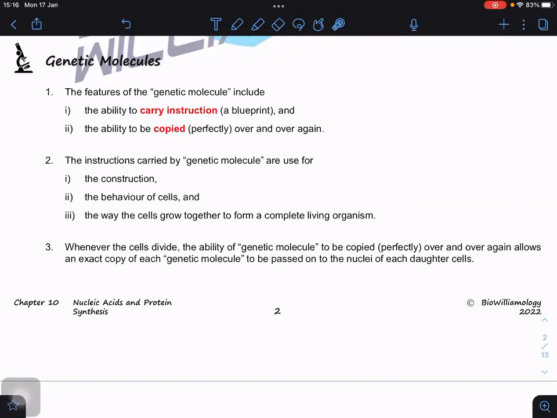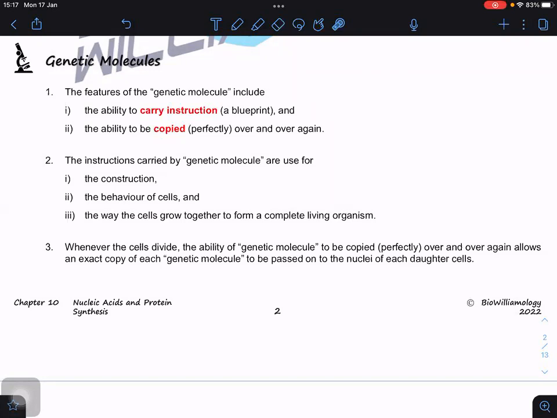The instructions carried by genetic molecules are used for the construction and behavior of cells, and how the cells have to grow to form a complete living organism. If we don't give the instruction, what will happen? Your cell won't know what to do. Us, as a multicellular organism, would basically be a meatball. Imagine no specialization, no bone, no eye, nothing. Just a very big meatball. Are you clear? That's why genetics plays a very important role.